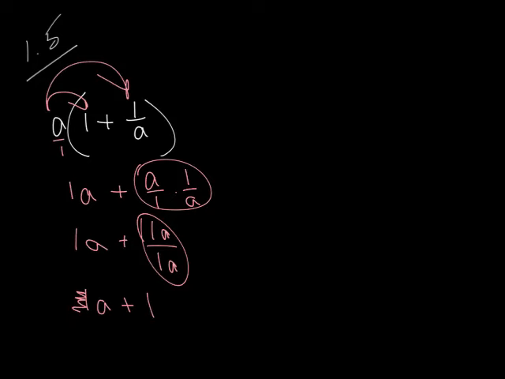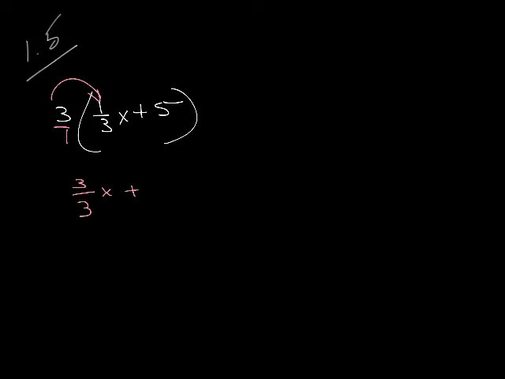Number 16 is 3 times 1/3 x plus 5. Again, multiply this times this. We can make this into a fraction if it helps. 3 times 1 is 3, over 1 times 3 is 3. And 3 times 5 is 15. Any number over itself is 1, so we can make that go away. We just have x plus 15.